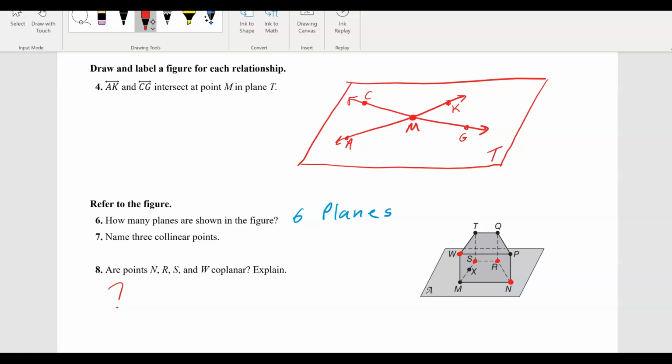Okay, so for the first 3 points, N, R, and S, I can see what plane they live in. They live in plane A. They're down here in A. W's up above that. He's not in the same plane, so no, right? N, R, S are in A, but W is not.